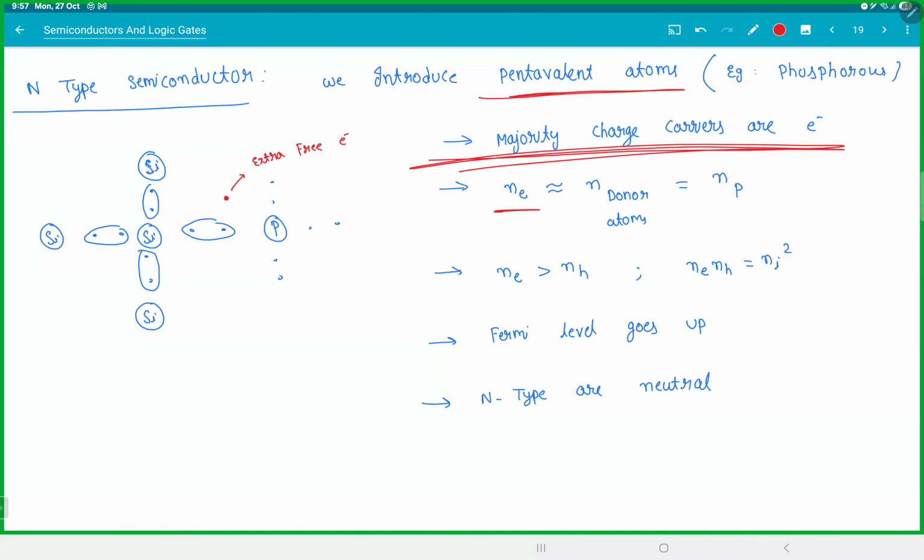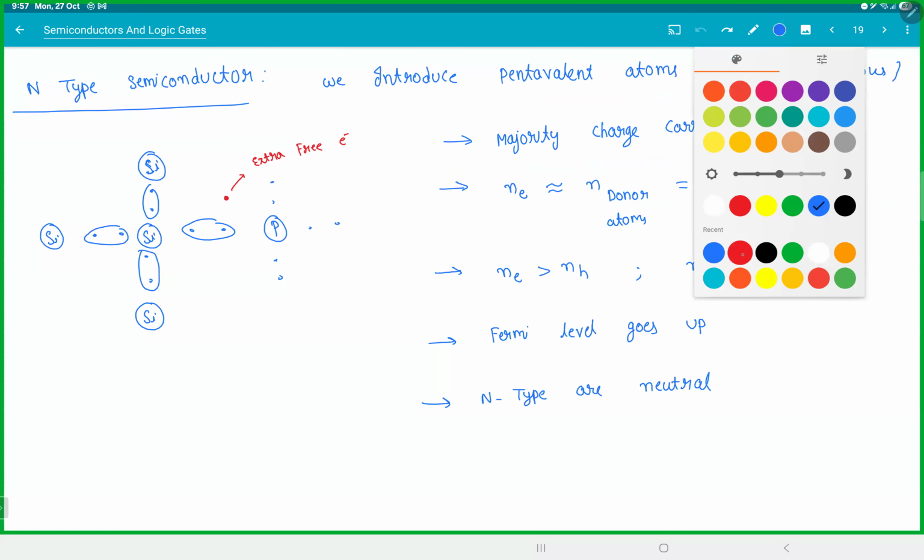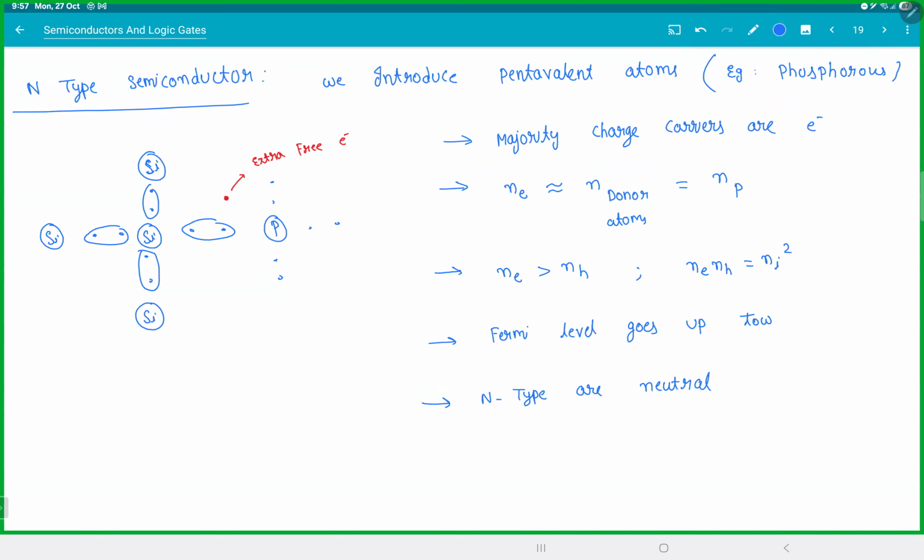The number of electrons is equal to the number of phosphorus atoms. Electrons are greater than holes. Fermi level goes up towards the conduction band. N-type semiconductors are neutral. Because now you have more electrons, you will fill up the higher orbits, isn't it? So your highest occupied level will increase. Clear with this?